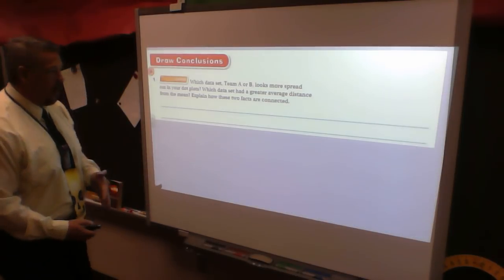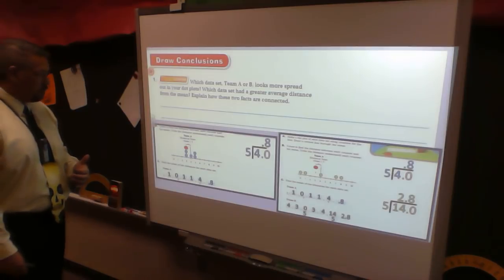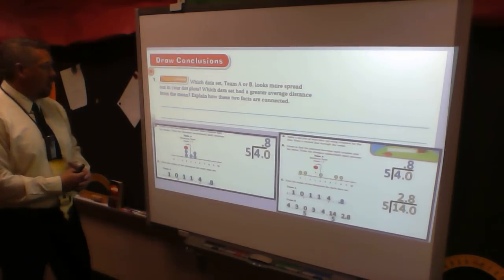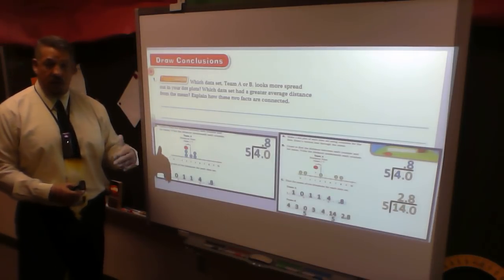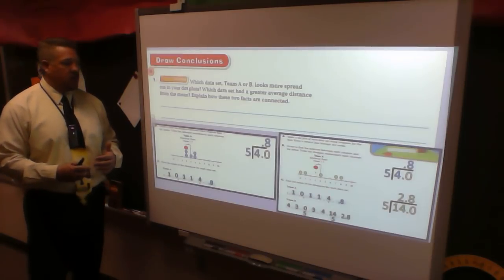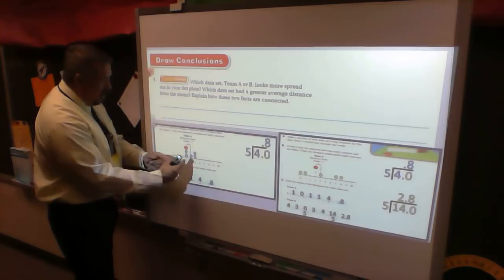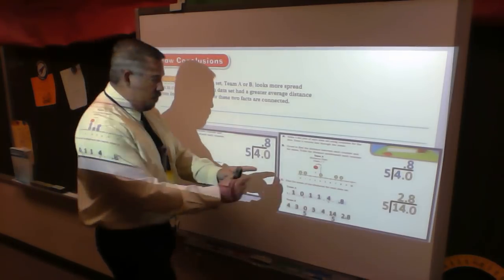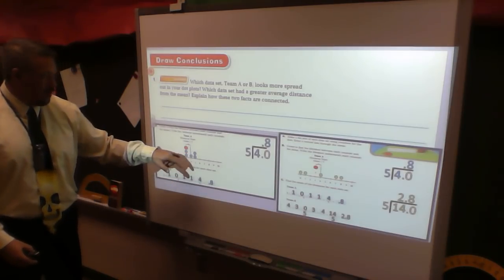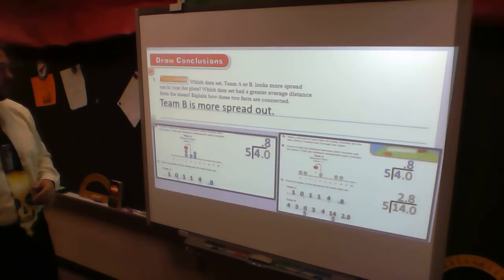So now with that information, I have to look at what the next question asks below. I've done the work, now I have to think about what the work is telling me. Which data set, Team A or B, looks more spread out in your data plots? When I look at just the data plots, Team A is crunched together. Team B is all spread out from 0 to 8. So between 3 to 5 and 0 to 8, Team B is more spread out.